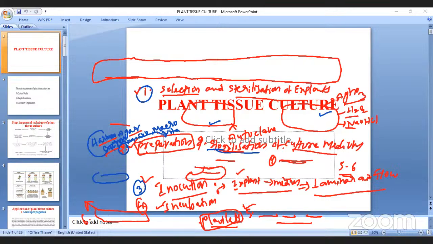This is the most important for essay questions, and not only for essays. All culturing processes, whether organ culture, protoplast culture, or any other type of culture, are based on this technique, the same steps. That's why this is very, very important. If you don't understand this, you can't understand the further classes.